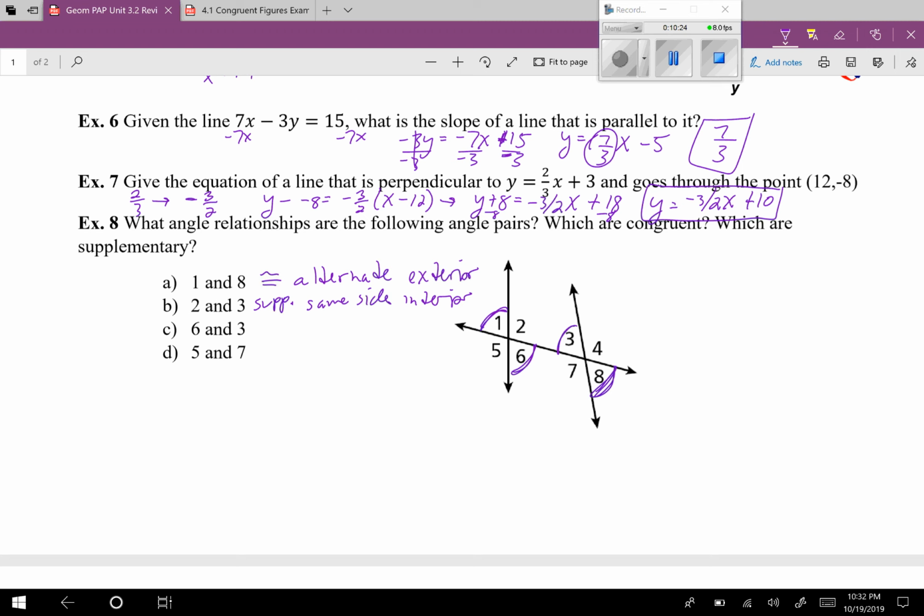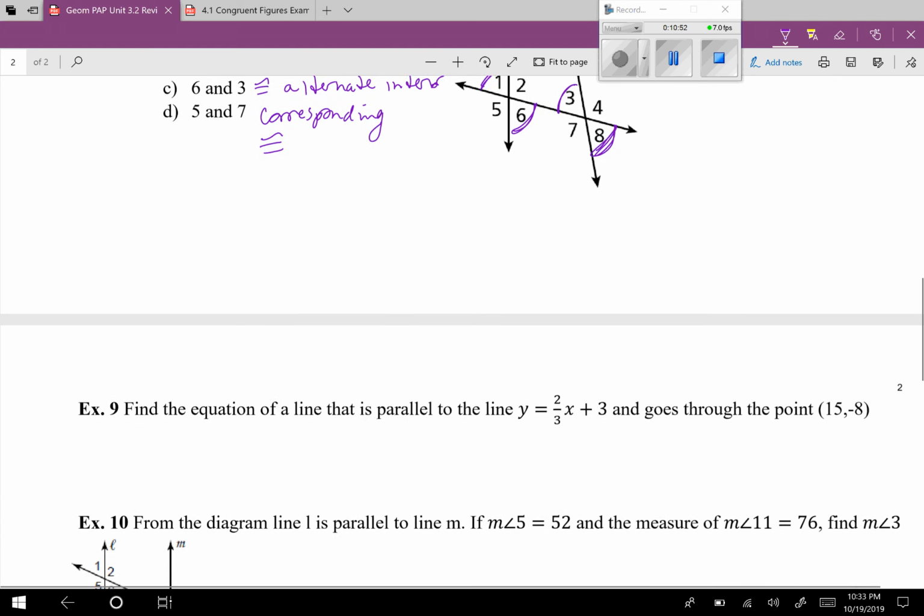Okay, next one, 6 and 3. Those are congruent because they're the same color, and they are alternate interior. Okay, and then the last one, 5 and 7. Well, they are matching in their location, so they are corresponding angles, which makes them congruent.